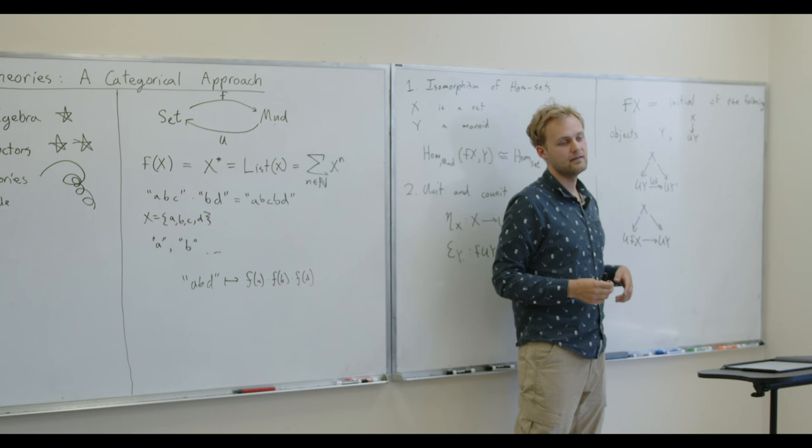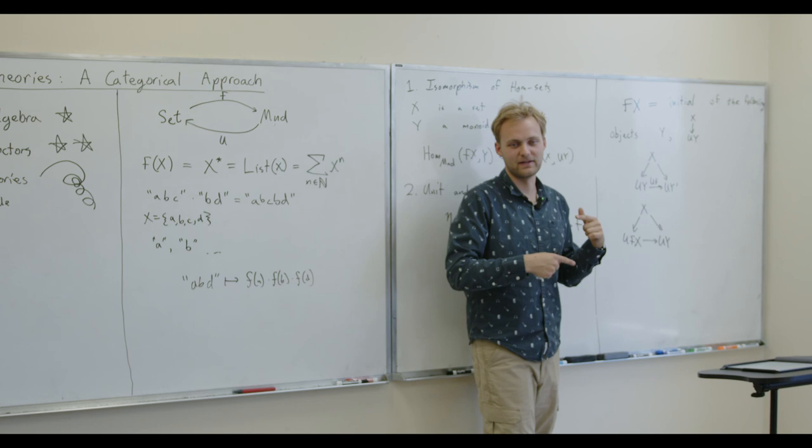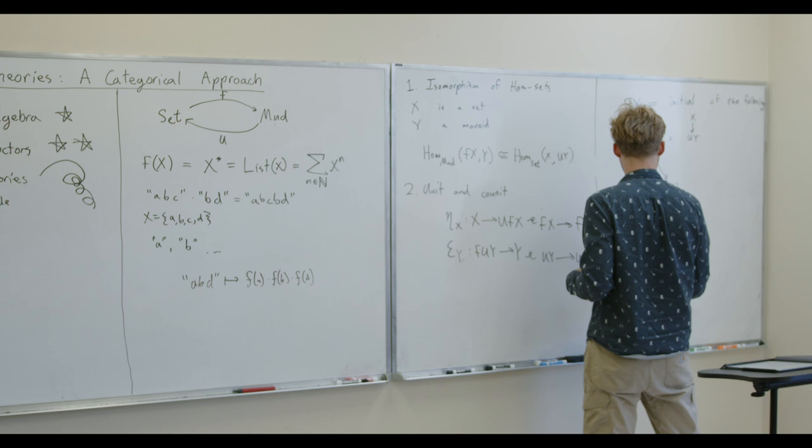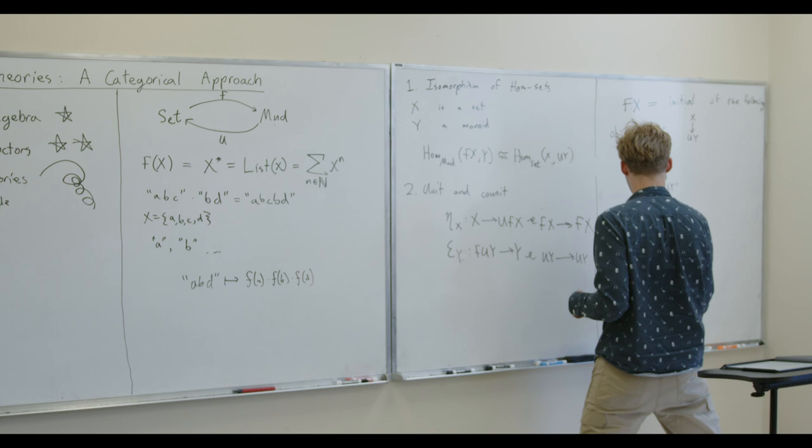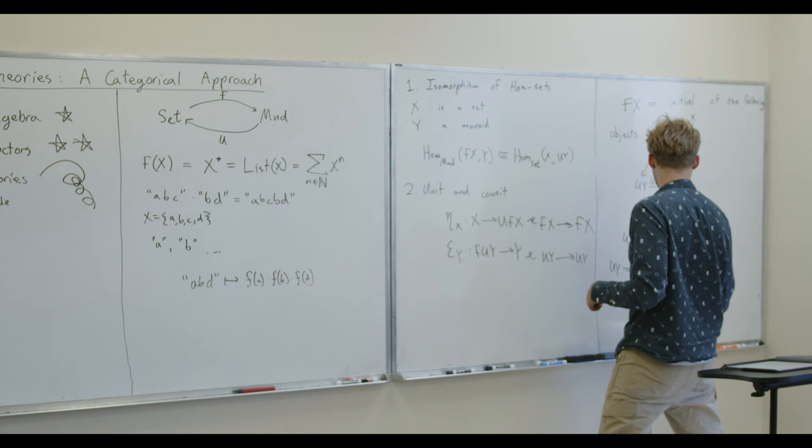And then you can do a similar thing just by dualizing to get that uy is terminal among x and then fx to y. And this is just flipping everything around.